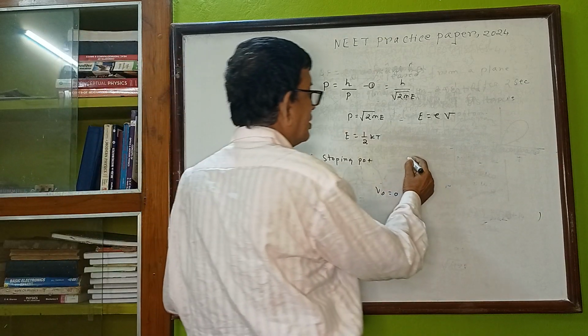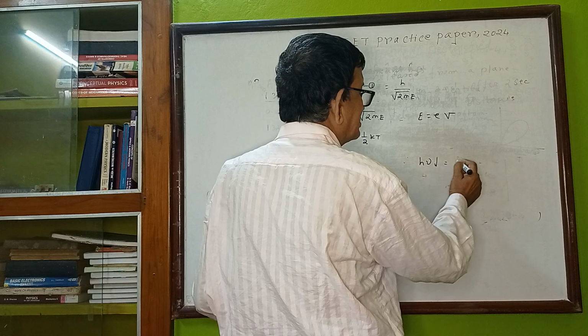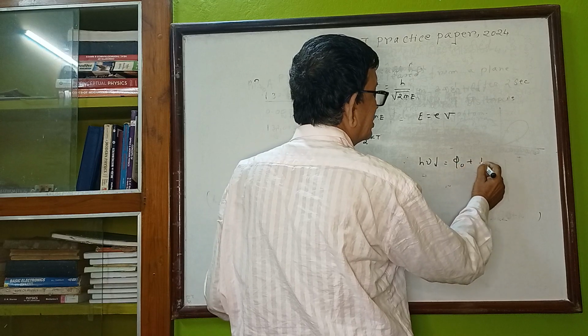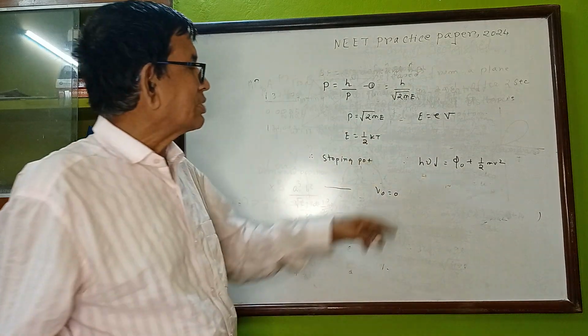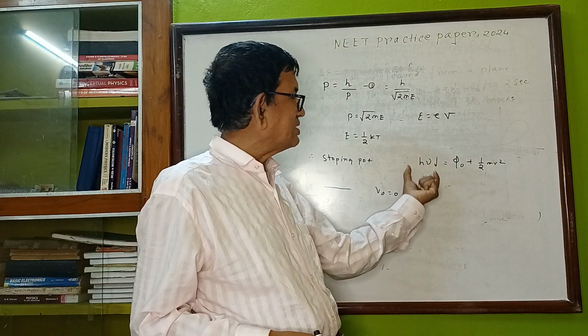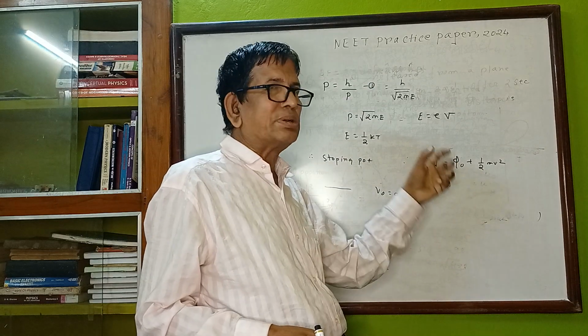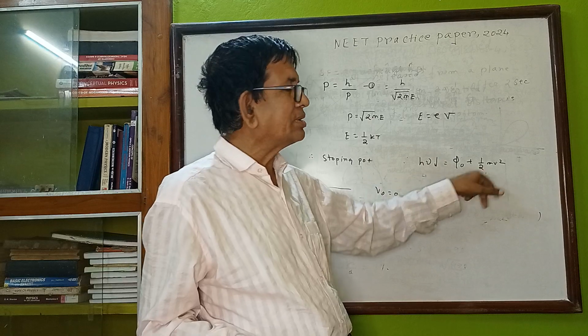Another important equation you have already learned: h nu, the incident light energy, is divided into two parts. That is very important. In the photoelectric equation, once you give the photon's energy, it is divided into two parts. One part is absorbed as the work function, and the second part is given as kinetic energy.